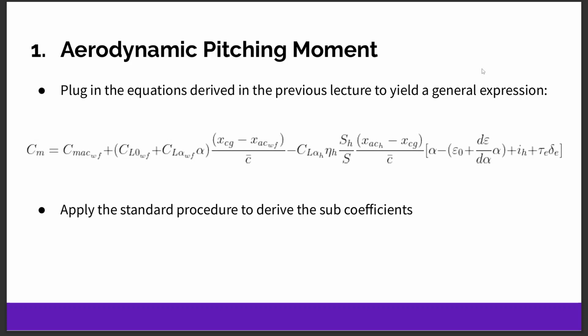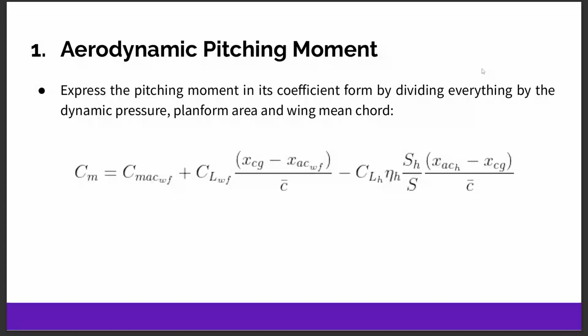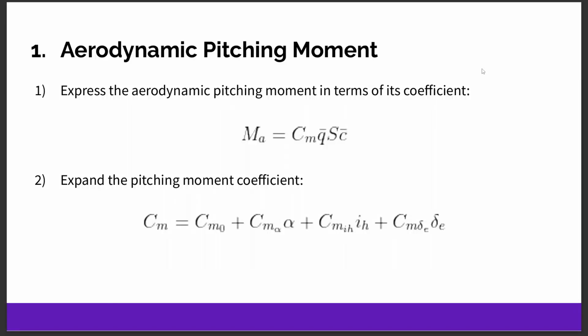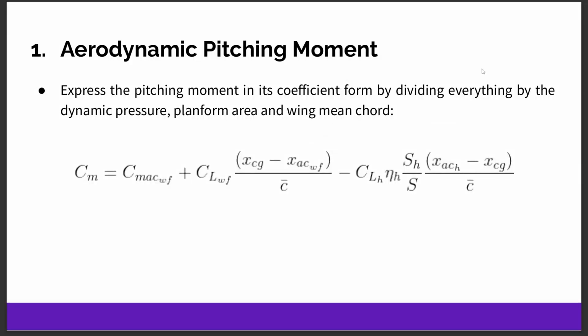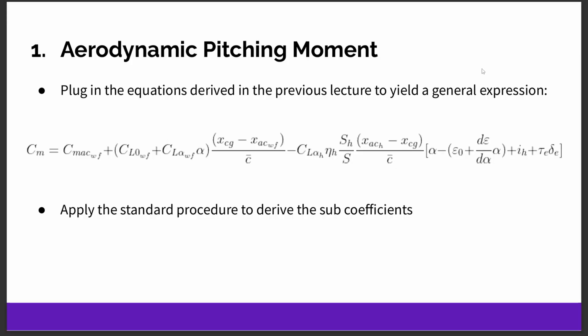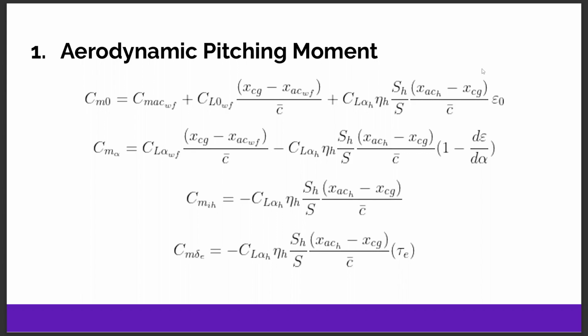So now what you need to do is to actually derive the individual subcoefficients that we wanted to find at the beginning. And the method that you're going to use to do that is actually the same method that we used in the previous lectures, and that is to start with this equation and set alpha, IH, and delta E all equal to 0, and that is going to yield CM0. And then for CM alpha, CM IH, and CM delta E, you're going to take the partial derivative of that equation with respect to alpha, with respect to delta E, and with respect to IH. And what you would get is what's on this slide.